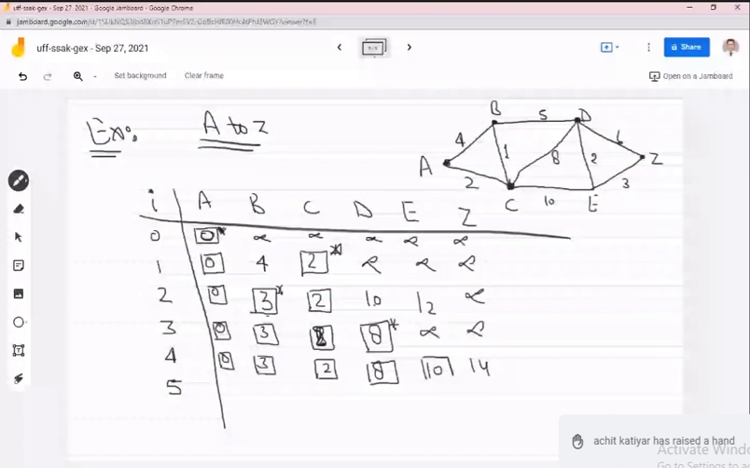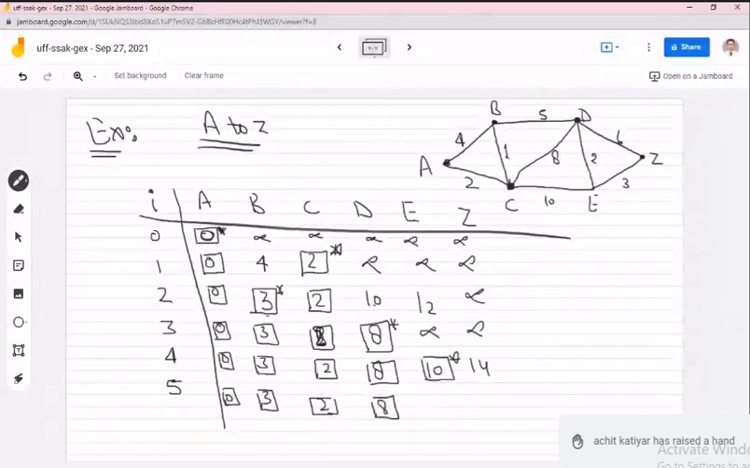Okay. 0 is also taken. 3 is also taken. 2 is also taken permanent level. 8 is also taken permanent level. And E is also taken permanent level. Okay. Where are we? We are at E.